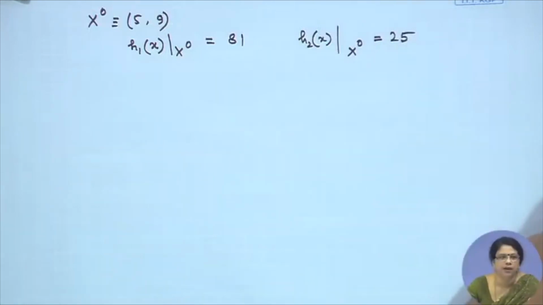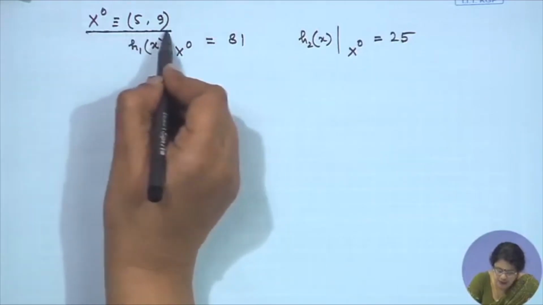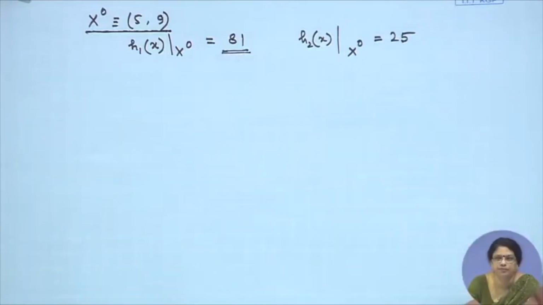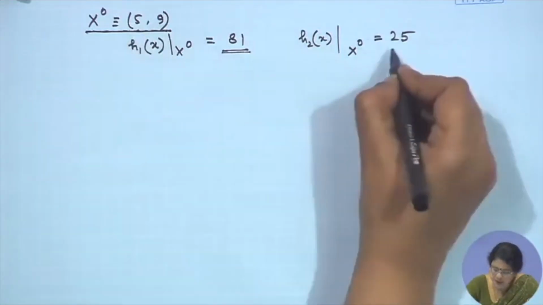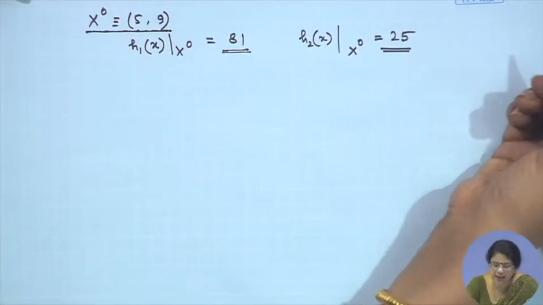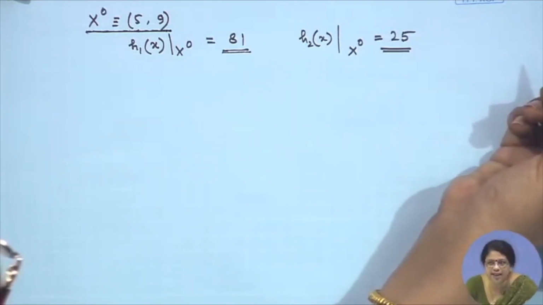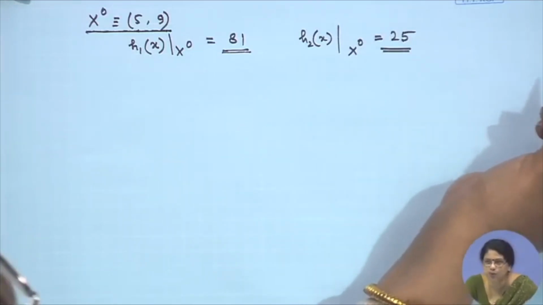Now, what is the meaning of it? It means that if I consider this as the optimal solution, then this much violation I have to accept, because my constraints are h1 less than or equal to 0, h2 less than or equal to 0.